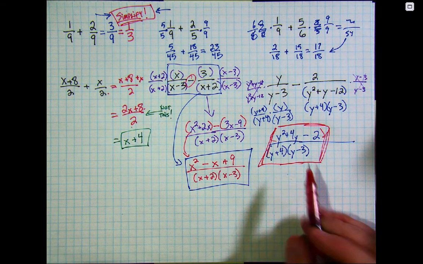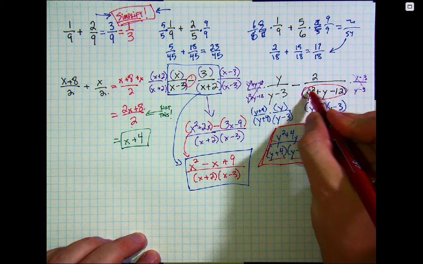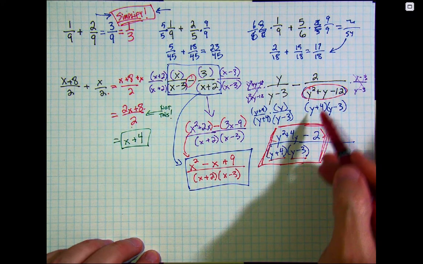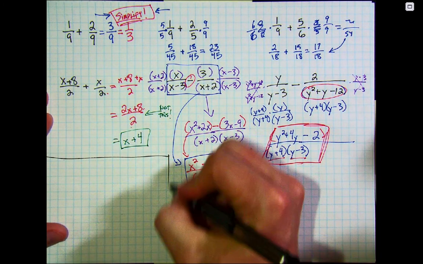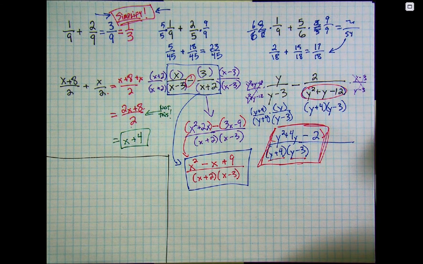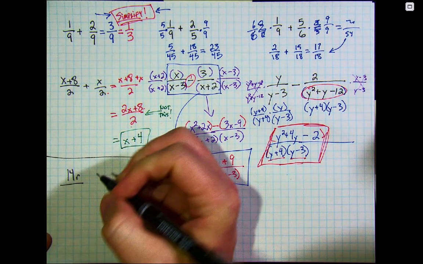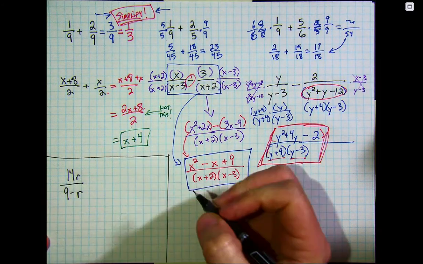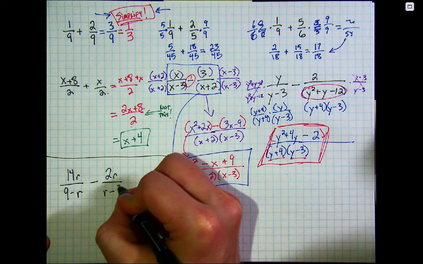And if you wanted to, you could refoil this out so that it looks more like that, and you could have a trinomial over a trinomial, or you could leave the denominator in factored form. Either way is totally fine. I've just got one more problem to challenge you with. And my last problem is 14r over 9 minus r minus 2r over r minus 9.